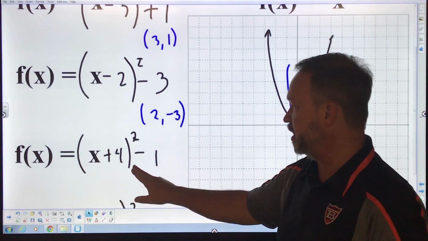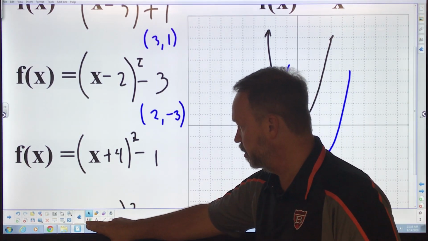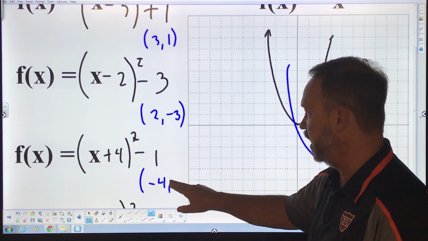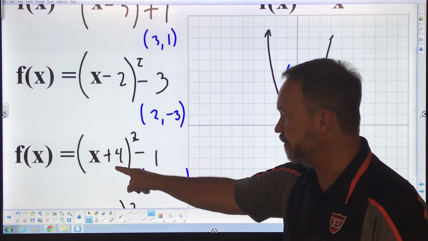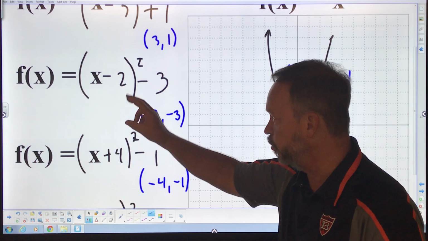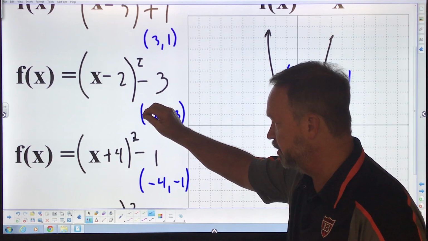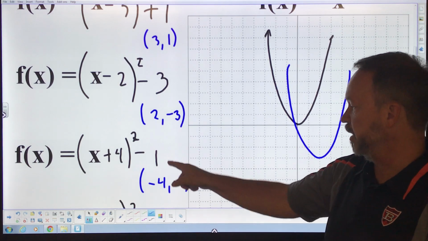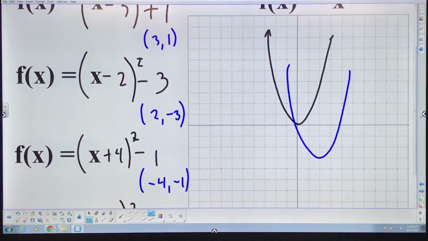So let's continue. What's the H here? -4. What's the K? -1. Remember, it's the opposite sign here because the original form is X minus. So that'd be like a double negative, -4. That's why it's a -4. And then the -1 for the K. So we could easily graph that.